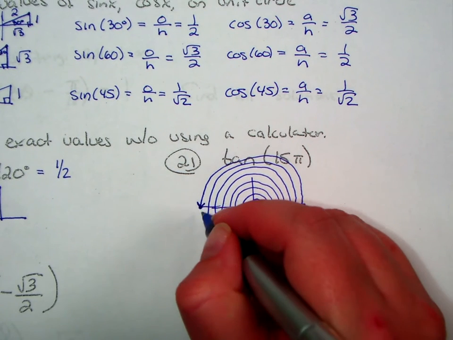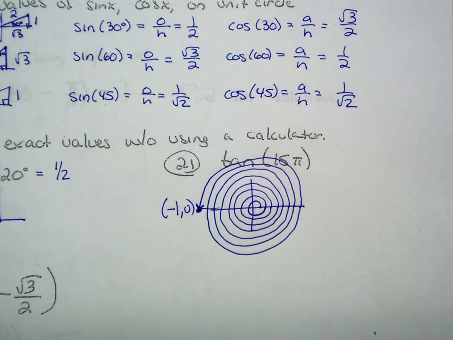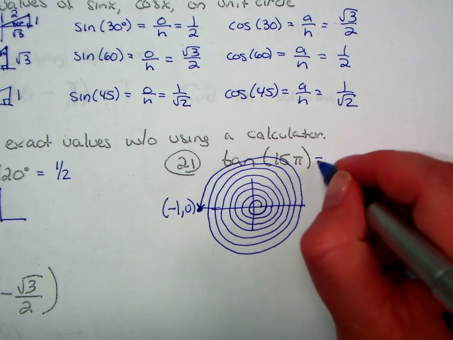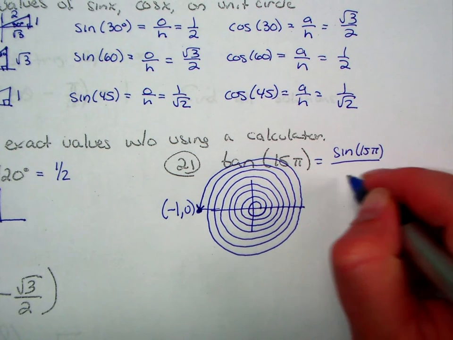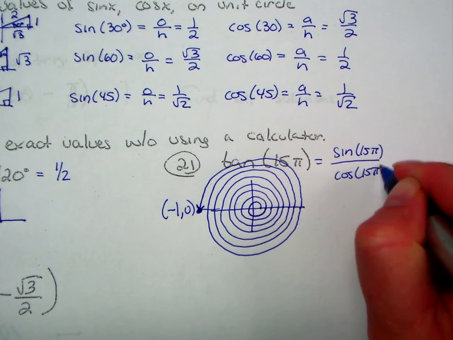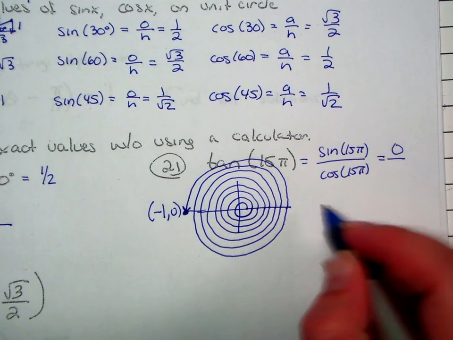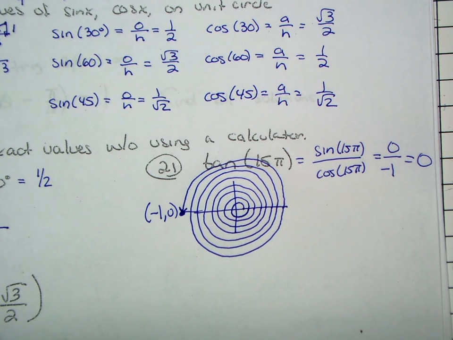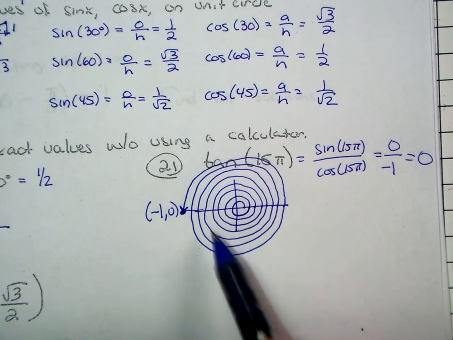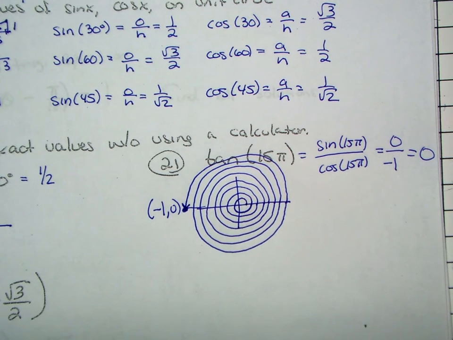So the point on the unit circle, this is a quadrantal angle, is -1, 0. Tangent is sine of 15 pi over cosine of 15 pi. Sine of 15 pi is the y-coordinate, cosine of 15 pi is the x-coordinate, and so we get a final answer of 0 there. Okay, so don't let this hypnotize you. That was a little bit ridiculous, but you get the point.